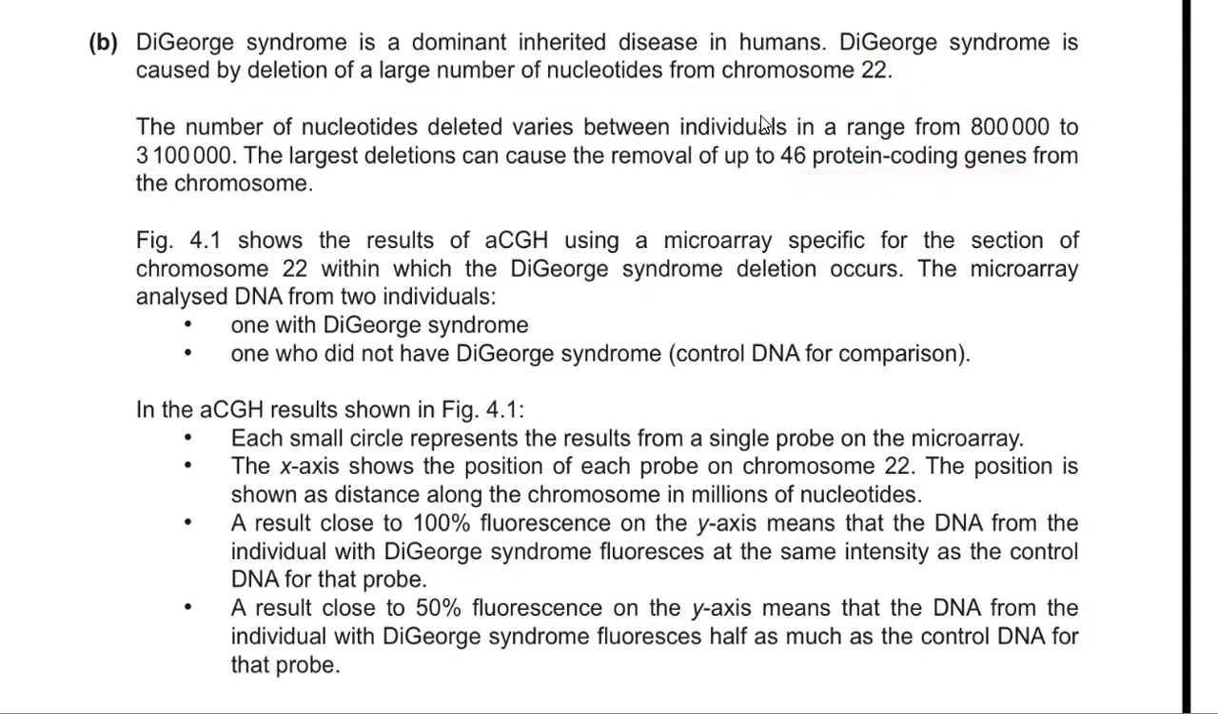Figure 4.1 shows the results of aCGH using microarrays specific for a section of chromosome 22 with DiGeorge syndrome. Deletion occurs.